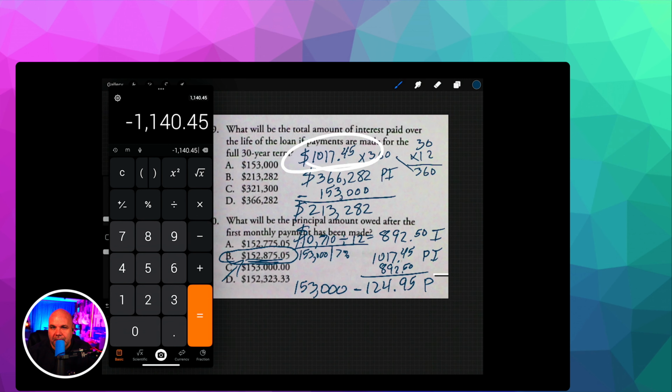It could take it another step. They might ask you, what is the balance after the second month? I doubt they'll ask you for longer than that, third, fourth, fifth. So if it's the second month, then you do all these same steps, except instead of 153, you're going to use 152,875. You with me? Because that's going to result in what the loan balance will be after the second month. So if we do that, 152,875 times 7 gives us, I'm going to have to make some space here.